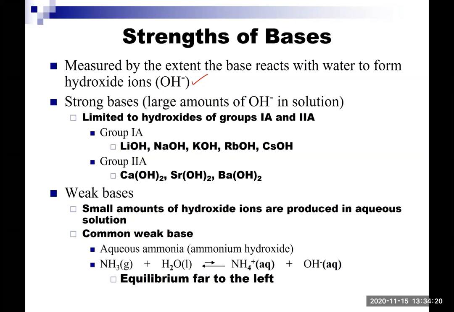The strong bases for this course are going to be limited to hydroxides of group 1A and 2A. Now, there are other very strong bases that you'll talk about if you go further in chemistry, but for right now, we're going to talk about these 7. So the metals from group 1A form a compound with hydroxide, and these metals from group 2A form a compound with hydroxide. And these particular 7 are strong bases.